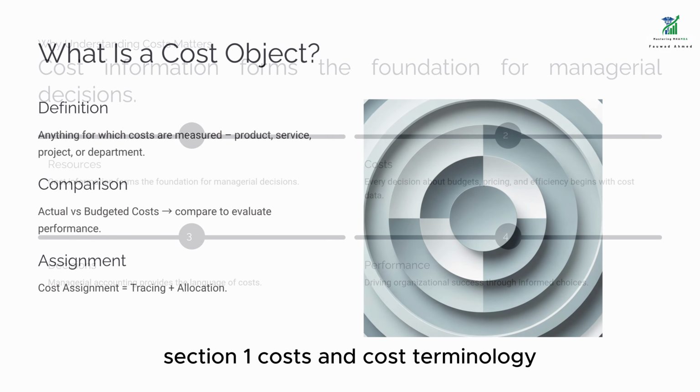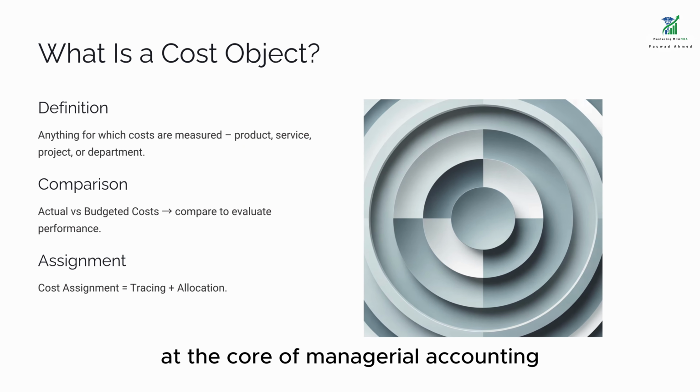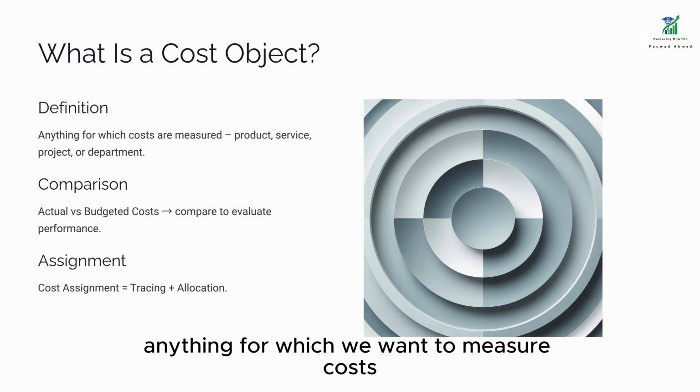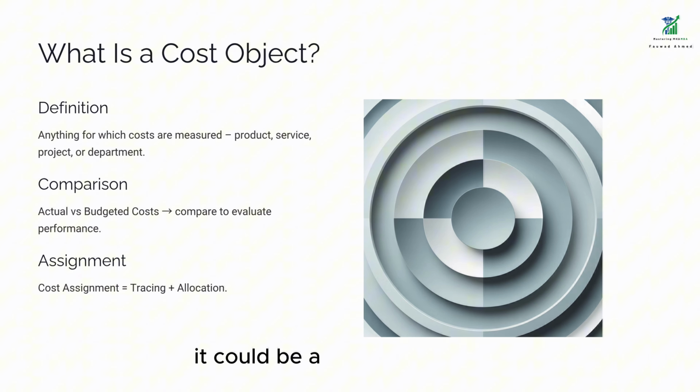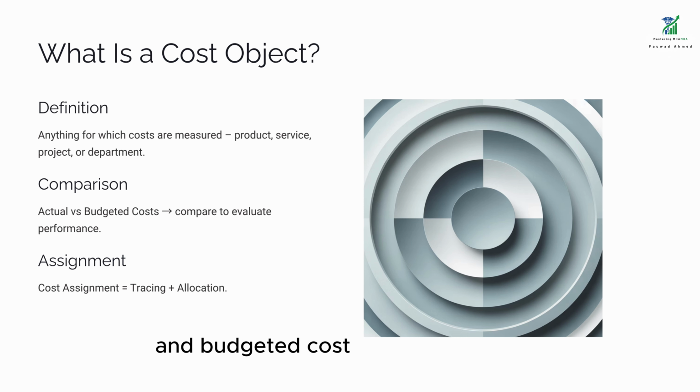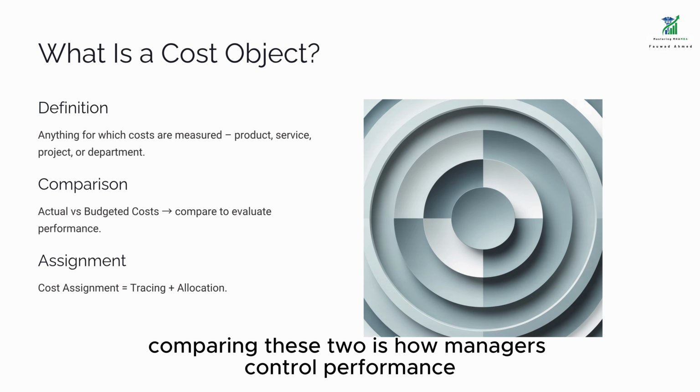Section 1: Costs and cost terminology. At the core of managerial accounting is the idea of a cost object, anything for which we want to measure costs. It could be a product, a service, a project, a department, or even an entire organization. We distinguish between actual costs, which represent what was really spent, and budgeted costs, which reflect the planned amounts. Comparing these two is how managers control performance.